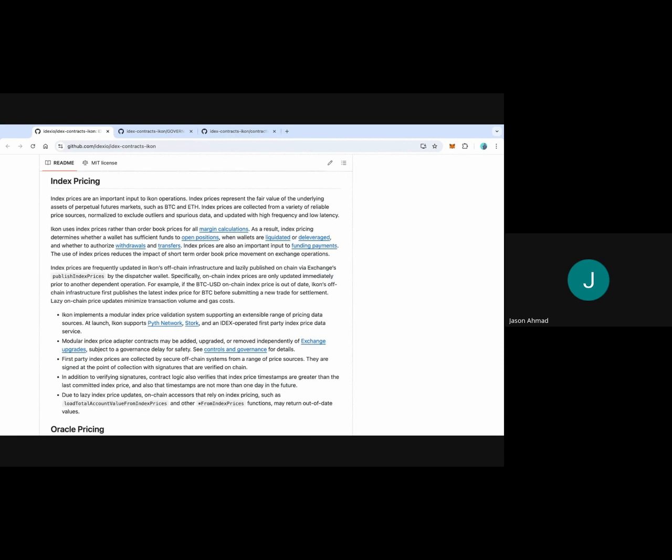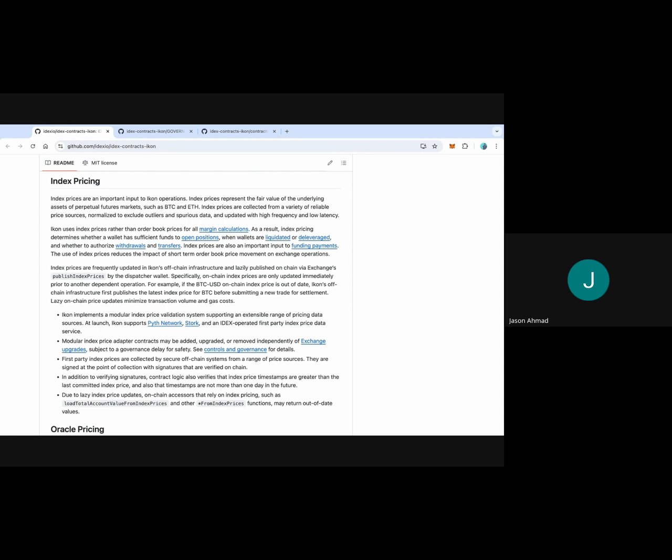Index pricing is another really important core concept to a perpetuals exchange design. Index pricing provides a reference price for every market on the exchange. And indeed, that allows us to calculate a fair market value for a position. While the exchange maintains its own order books, those order books can diverge from other order books, as is always the case with an exchange. But the index price provides a fair value for any position.